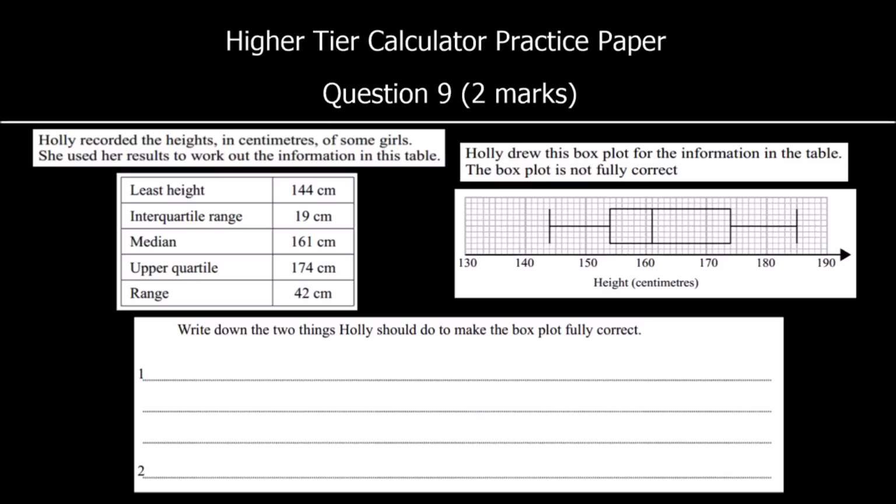Okay, here's one for you to try. So pause the video and give it a go. Holly recorded the heights in centimeters of some girls. So the same question. And what is wrong with the box plot that Holly has drawn? So let's check these. So the least height, 144. That's correct. The interquartile range, let's skip to the median. The median is at 161. So we've got the upper quartile at 174.